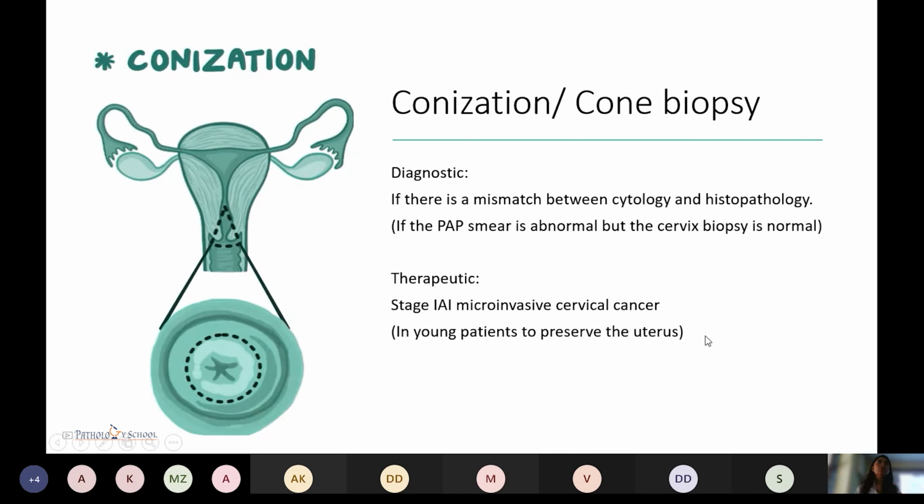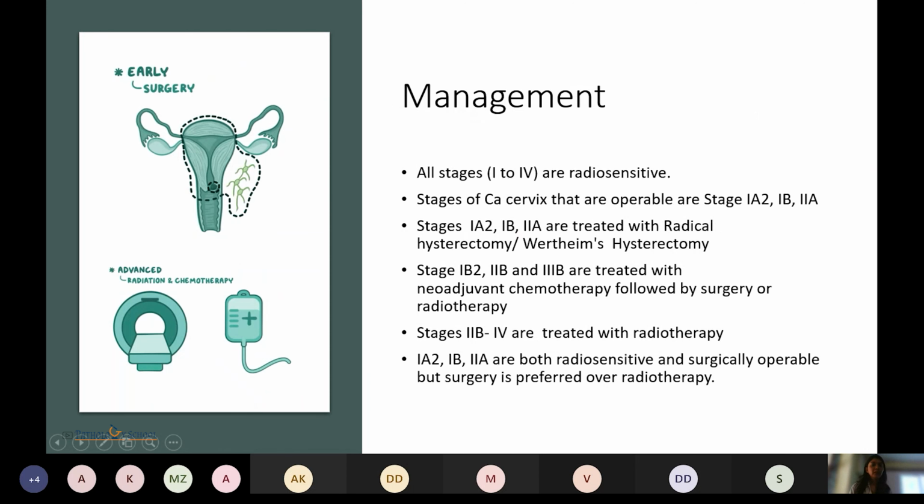In young patients who are desirous of childbearing, conization is done. Again, the patients who have completed their childbearing and are not desirous of further follow-ups, we do a simple hysterectomy. So management, ideally, all these stages of cervical cancer, all of them are radiosensitive. But we do not use radiation therapy for all the cases. We have reserved it only for stages 2B to 4 which are inoperable. The stages that are operable are stage 1A to 1B, 2A. In that, Wertheim's hysterectomy is performed.